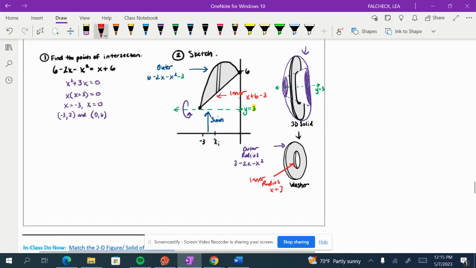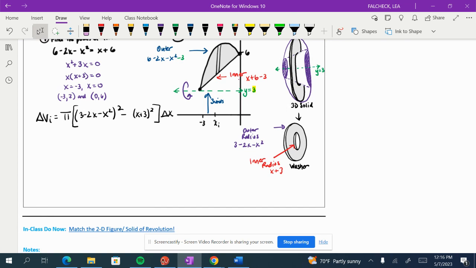Okay, so now let's set up our increment of volume. The volume of one of these washers is going to be pi times the outer radius, 3 minus 2x minus x squared, squared, minus the inner radius, x plus 3, squared. And then we're going to tack on our delta x at the end. That is our increment of volume.